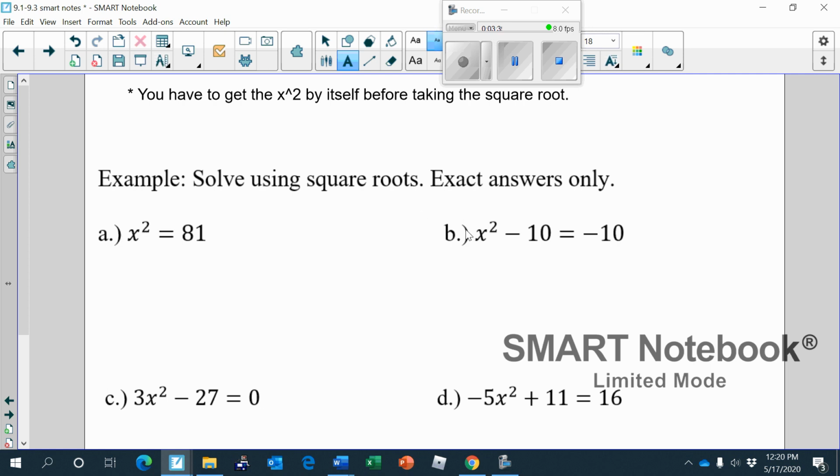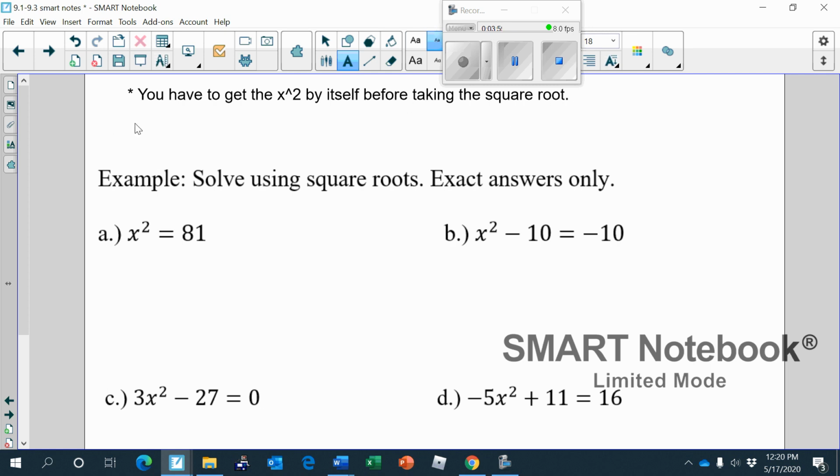Okay, jump to letter B. You notice I have a -10 with the x squared. So that means I have to get this -10 out of there. And we'll do that in a minute. But again, look at letters C and D. X squared is not by itself. We're going to get it by itself, but you have to know to do that before taking the square root.